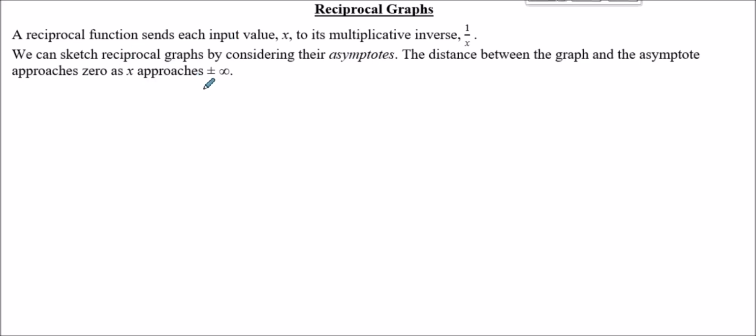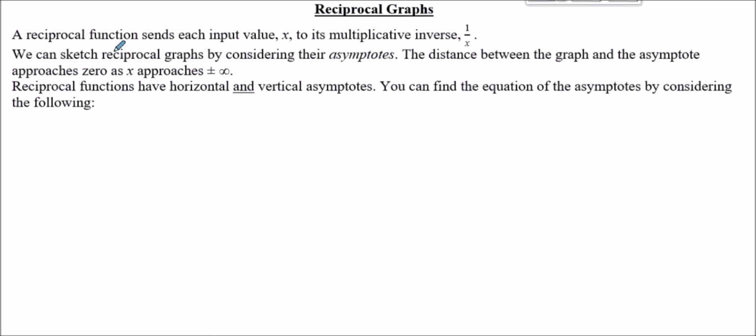So this is just mentioned here. As x gets really big or really small, it goes very, very close to the asymptote without actually ever touching it. Reciprocal functions have horizontal and vertical asymptotes. And we can find the equations of the asymptotes by considering things in the following way.